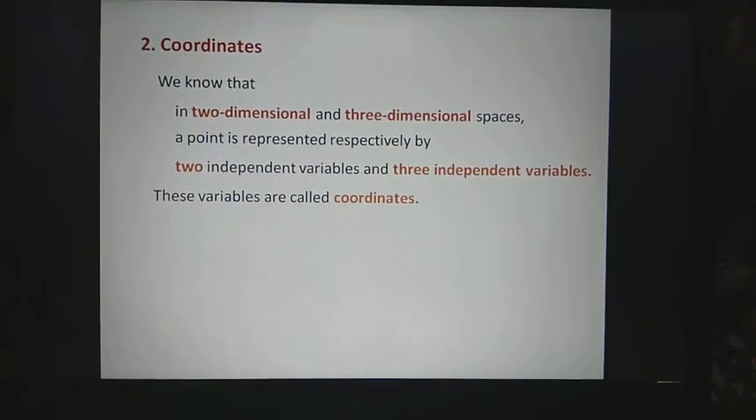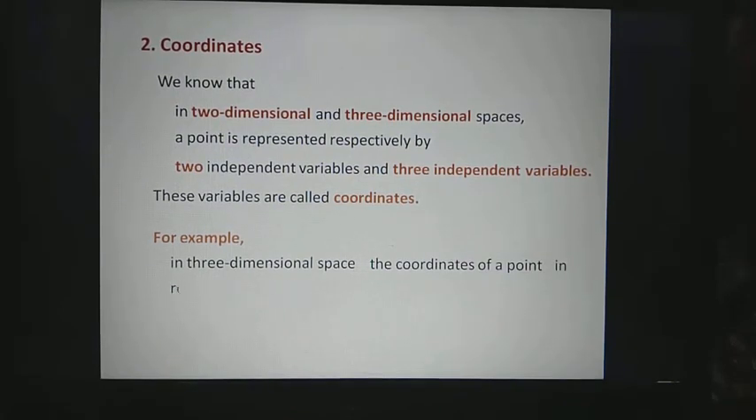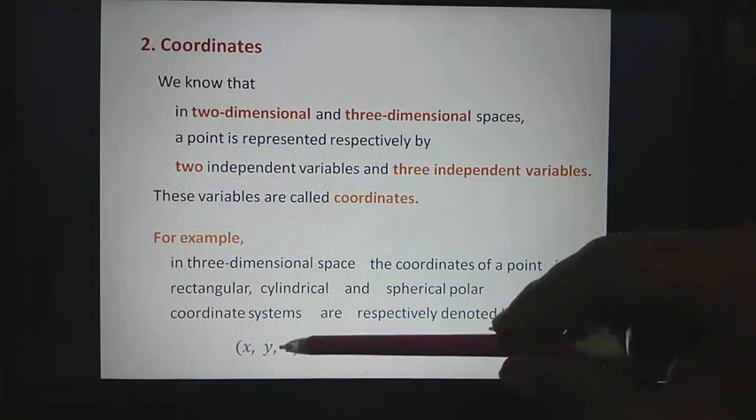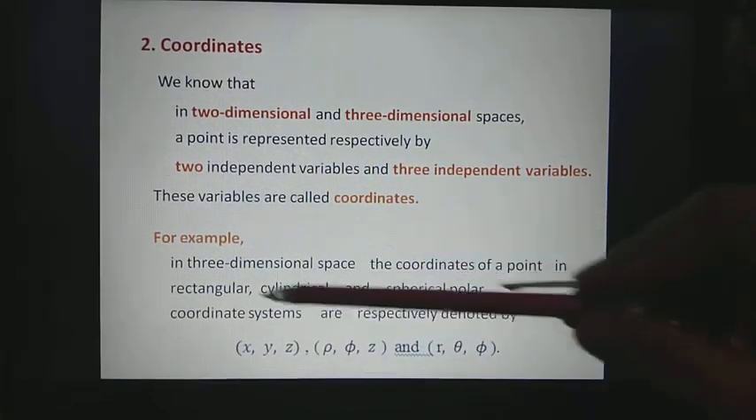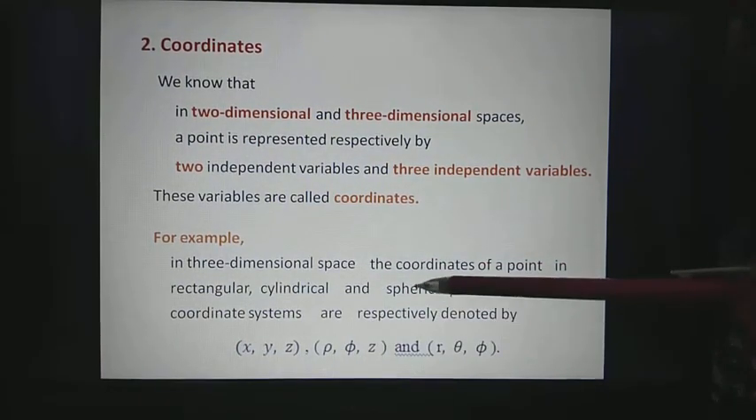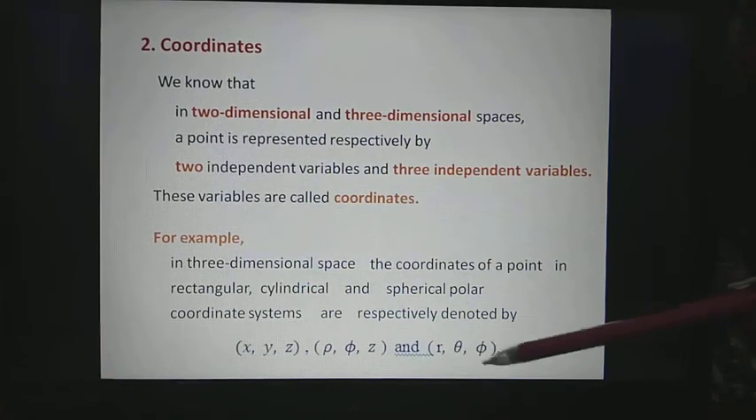For example, in three-dimensional space, the coordinates of a point in rectangular, cylindrical and spherical polar coordinate systems are respectively denoted by x, y, z; rho, phi, z; and r, theta, phi. x, y, z in rectangular coordinate system, in cylindrical coordinate system rho, phi, z, and in spherical polar coordinate system r, theta, phi. This is in three-dimensional space.